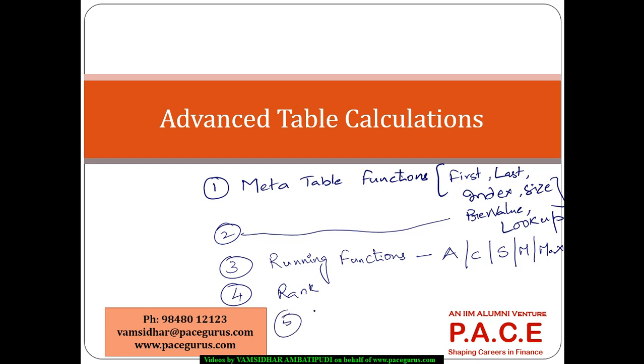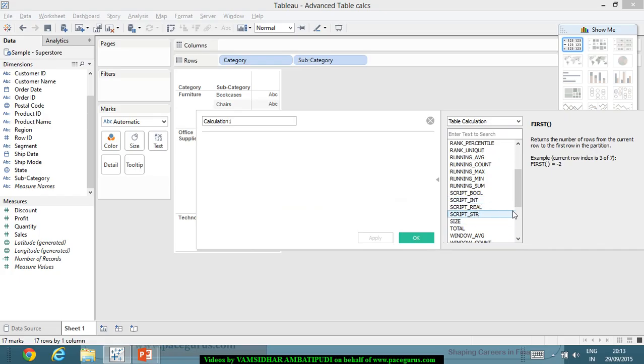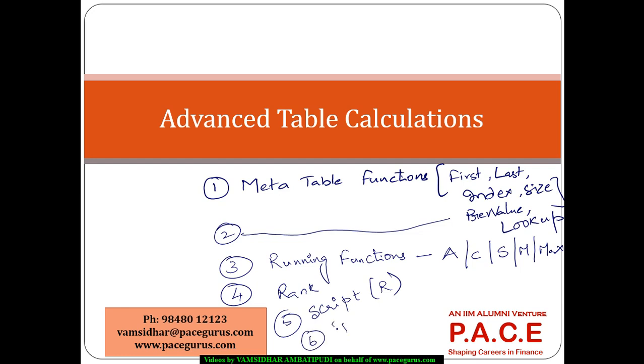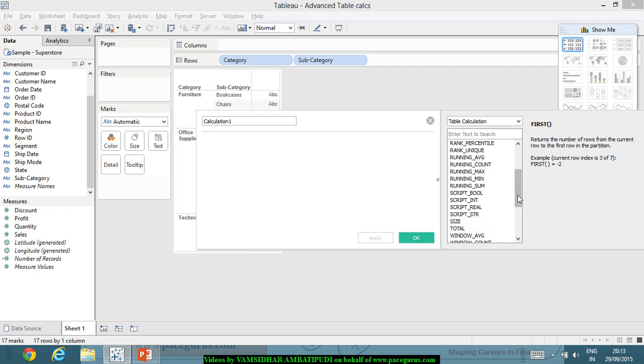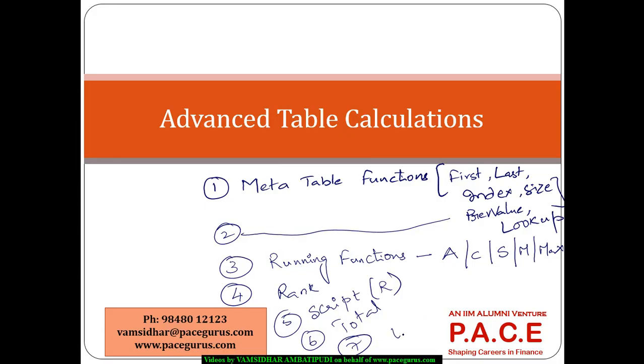Then we have script related functions which are more and more associated with R script. Then size we have already talked about. Then there is a total related function. I'll come back to that. Then windows related functions are there. Window average, window count, window max, window min, window median. So some window related functions are there. So these are the different categories of functions which you see under the table calculation.